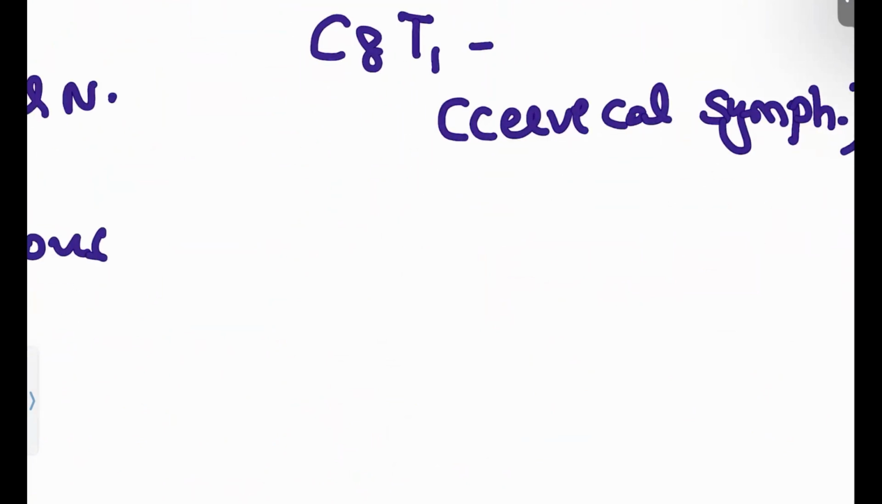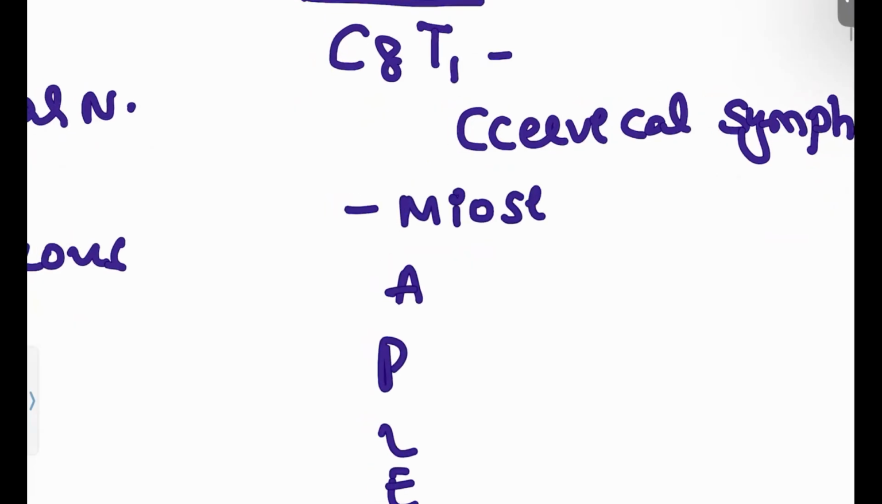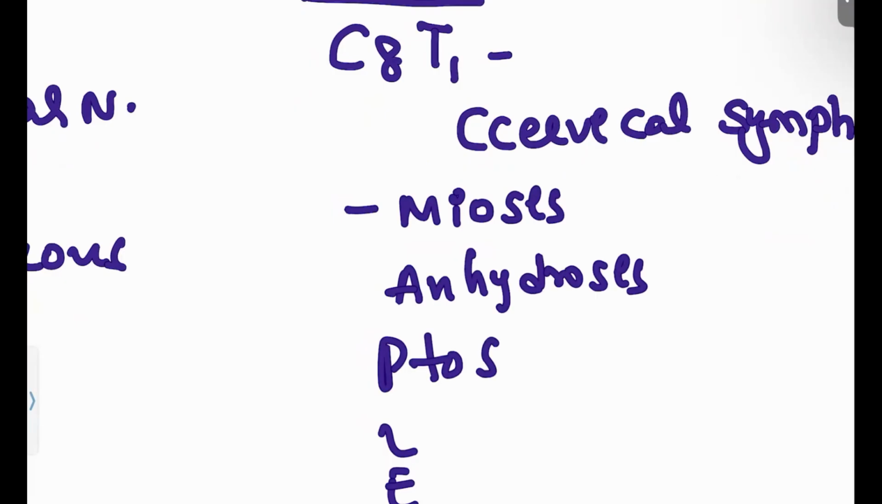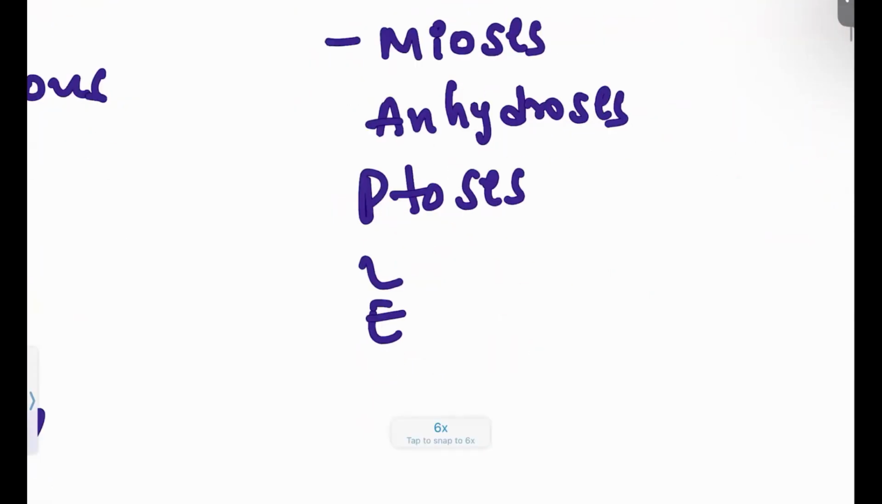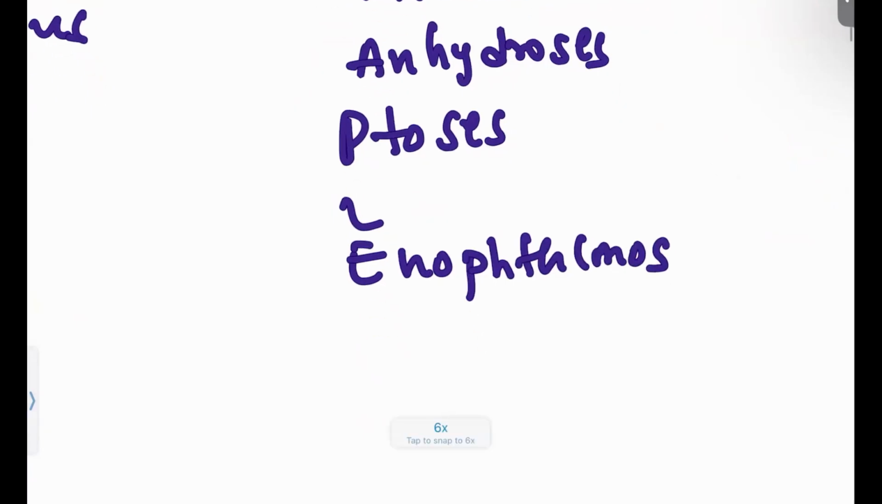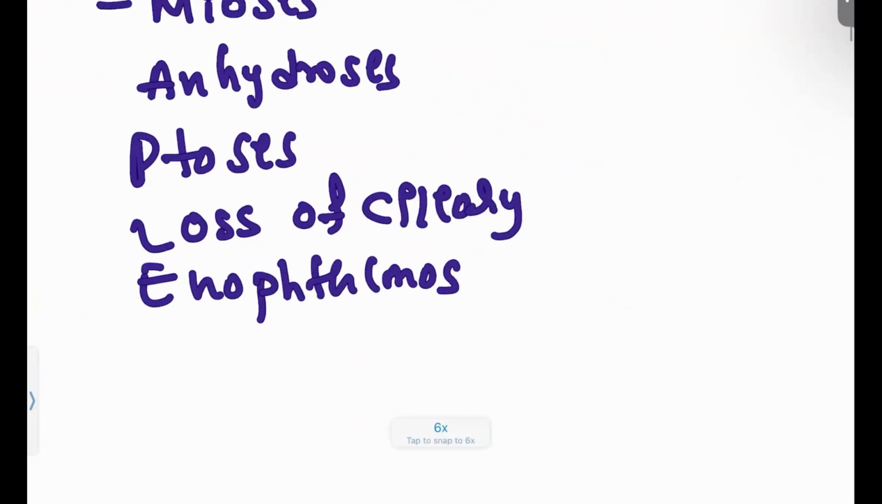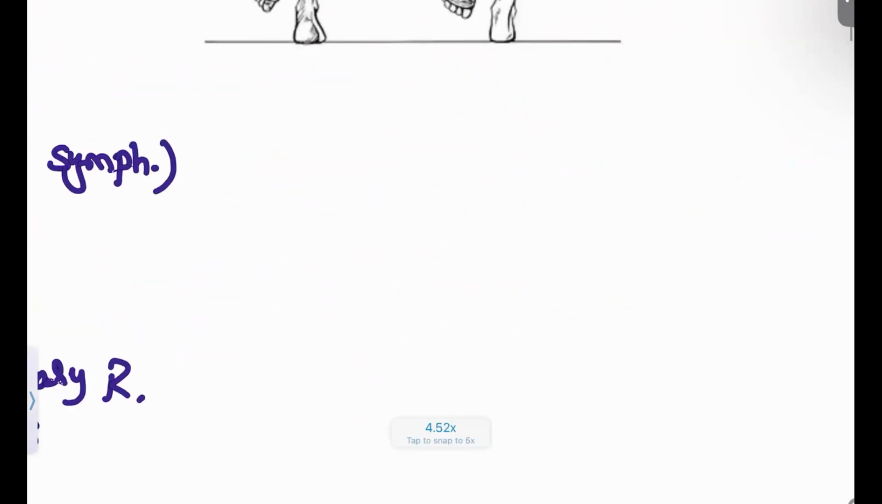The symptoms are usually remembered as MAPLE. What does MAPLE mean, guys? Okay, M for miosis. Patient will be having anhidrosis. And also the patient will be seen with ptosis. And E for enophthalmos. And L means loss of ciliary reflex. Loss of ciliary reflex.